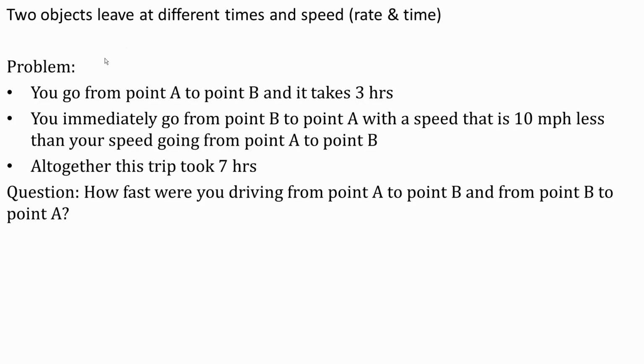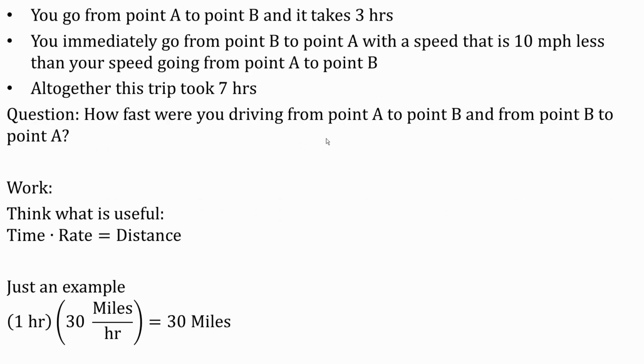And so let's begin. So you go from point A to point B, and it takes 3 hours. You immediately go from point B back to point A with a speed that is 10 miles per hour less than your speed going from point A to point B. And altogether, this trip took 7 hours. And so the question is, how fast were you driving from point A to point B and from point B to point A? If you want to pause the video and attempt this problem, feel free.